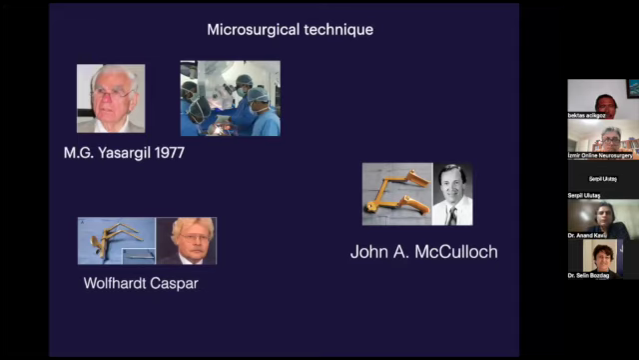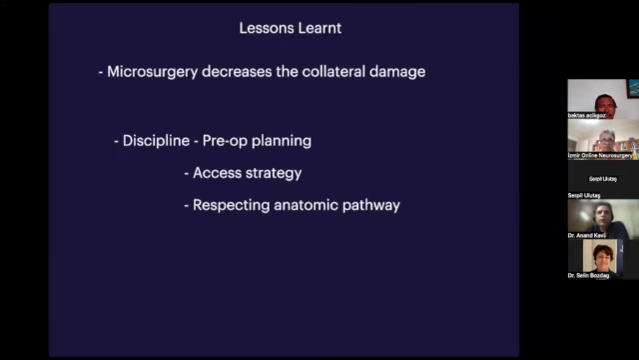So let's come to a brief history. Initially, the microscope was introduced by Professor Yasargil in 1977 in spine surgery, and that reduced the exposures. Then various devices were put into spine surgery, like the Caspar retractor and the McCulloch retractor. And what were the lessons learned during this? That microsurgery decreases the collateral damage. But yes, it required discipline, it required preoperative planning.